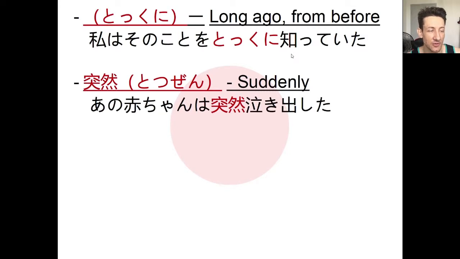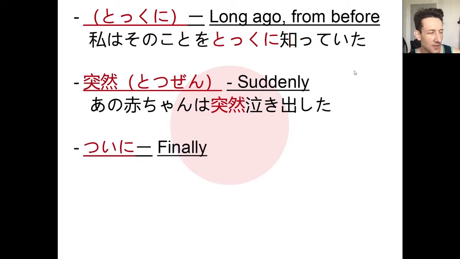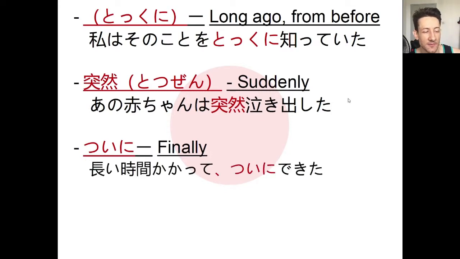Next, 突然, which means, suddenly. So we can say, for example, あの赤ちゃんは突然泣き出した. So that baby suddenly started crying. 泣き出した. Next, ついに, which means like finally. So we can say, for example, 長い時間かかってついにできた. So it took a long time, but I was finally able to do it. ついにできた.